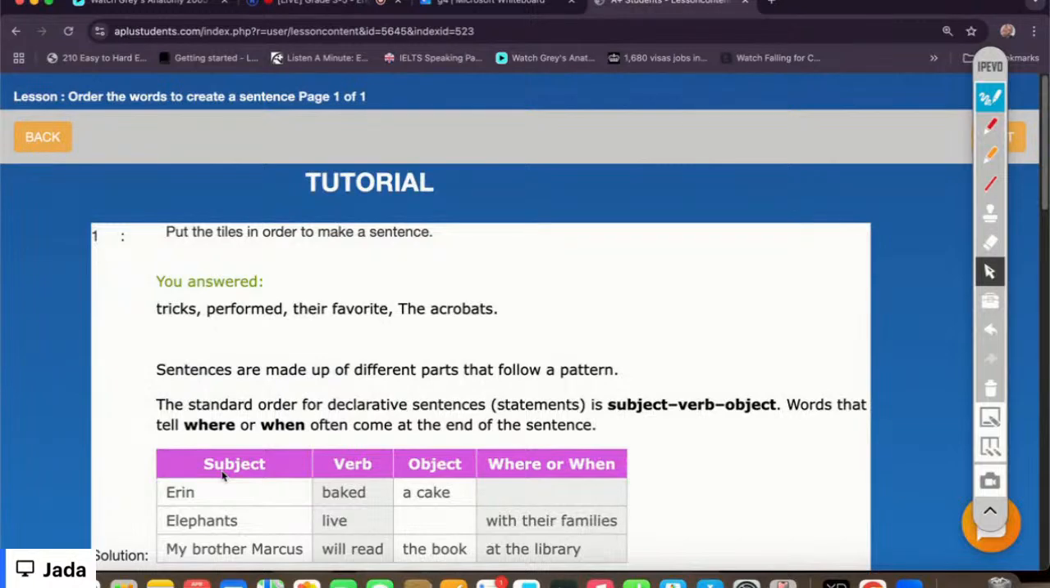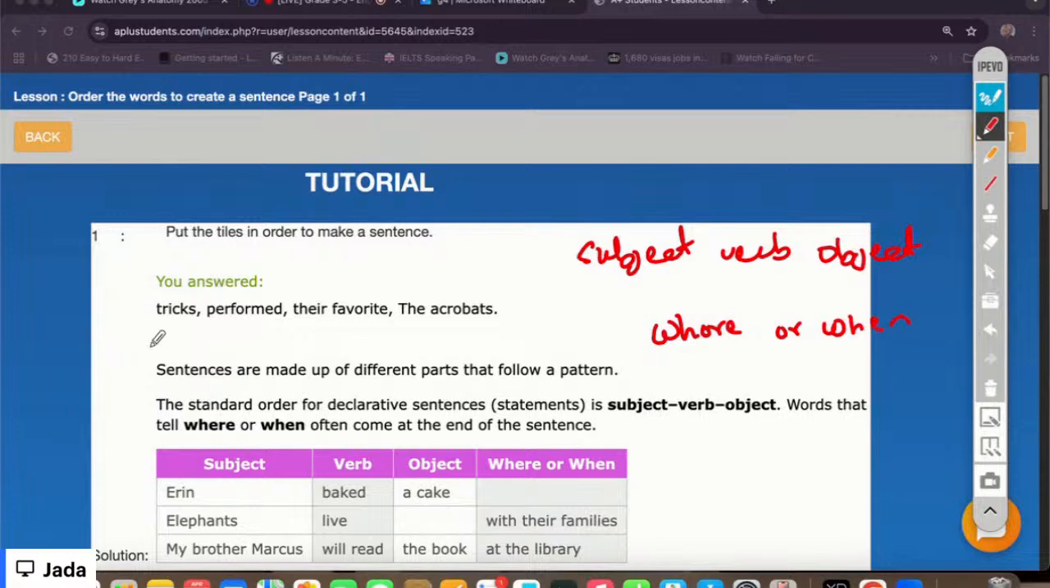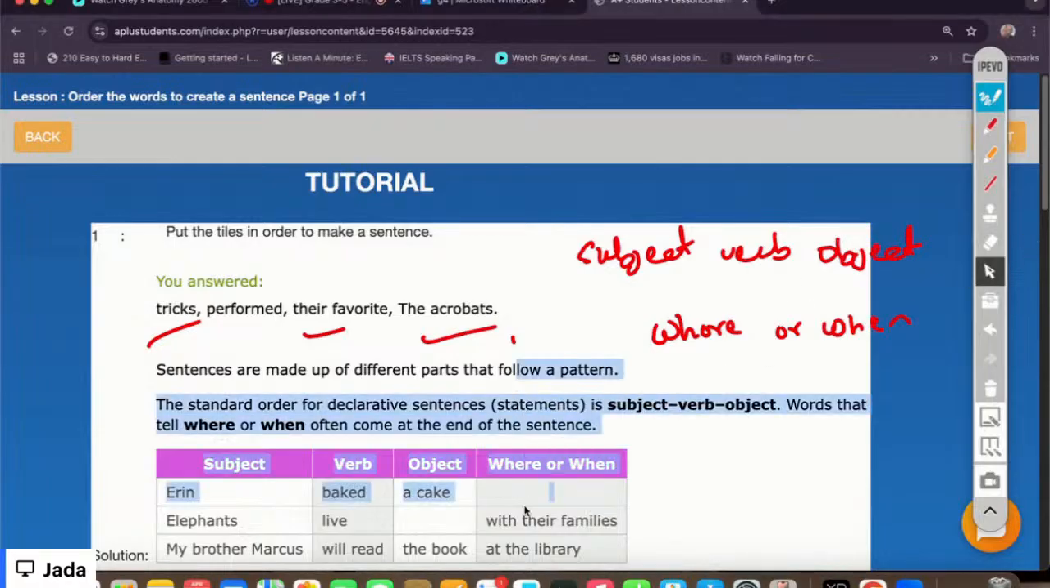All right, since you couldn't hear me, I will just explain the tutorial again. Like I was saying, to create a sentence you need to follow the subject, verb, object pattern, and sometimes you will have the where or when, where or when something is happening. So we have "these tricks perform their favorite the acrobats." Now you can see that the sentence is all over the place, so you have to arrange it according to the subject, verb, and object.